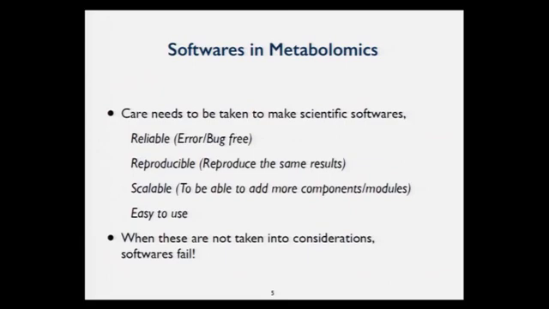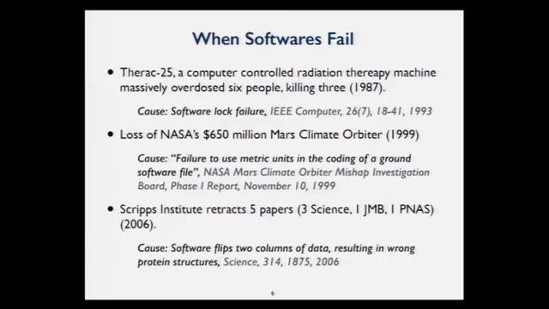So the bottom line is that when important factors like these are not taken into consideration, software fails. And when software fails, you could have drastic consequences. Now, of course, these are drastic examples, but true nonetheless. Just some examples: in 1987, a software failure caused the death of 3 people. In 1999, the well-known loss of the Mars Climate Orbiter because of a software bug. And more recently, in 2006, a group from Scripps had to retract 5 high-impact papers because of a bug in the software that they inherited from a different group.